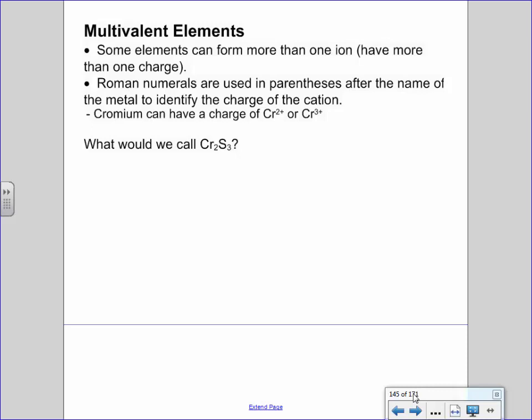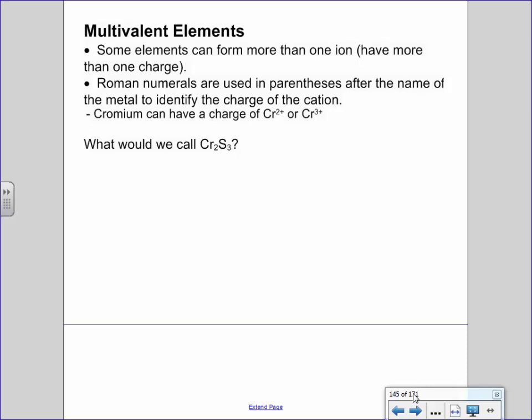There are a lot of elements in the middle of the table that have more than one. Like chromium is 3 and 2. Next to it, manganese is 2 and 4. Iron is 3 and 2. Cobalt is 3 and 2. Nickel is 2 and 3. Copper is 2 and 1. We call these things multivalent elements.